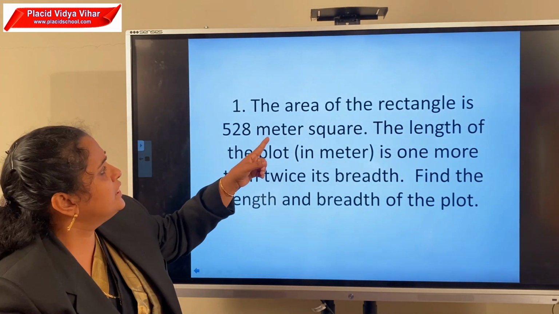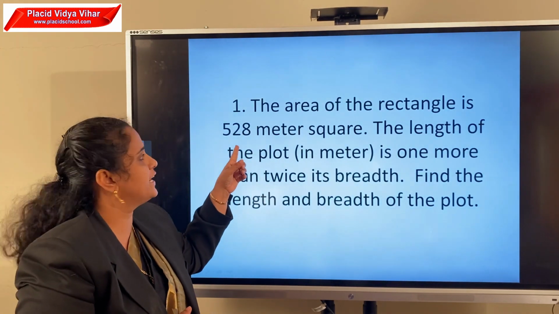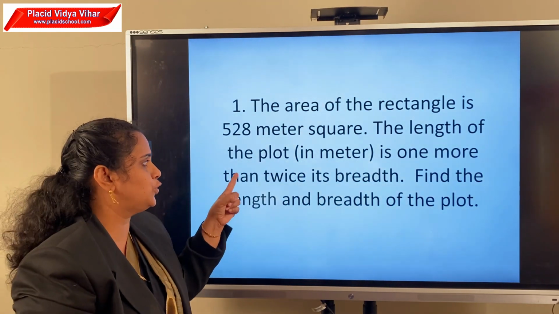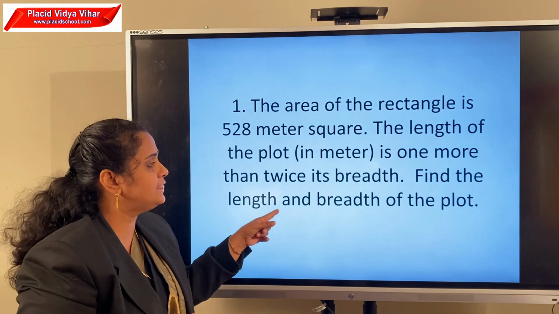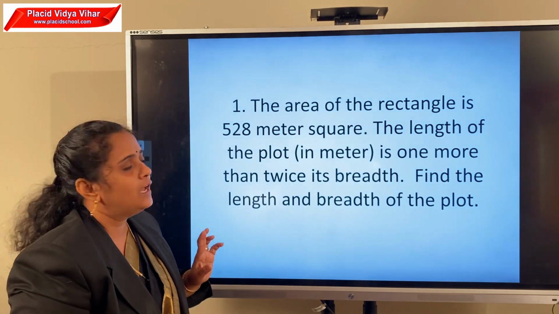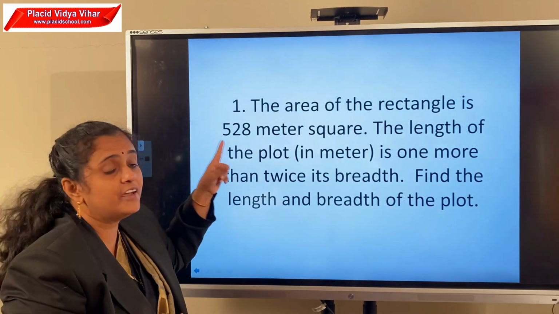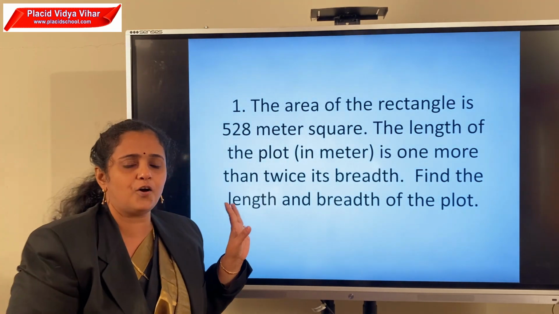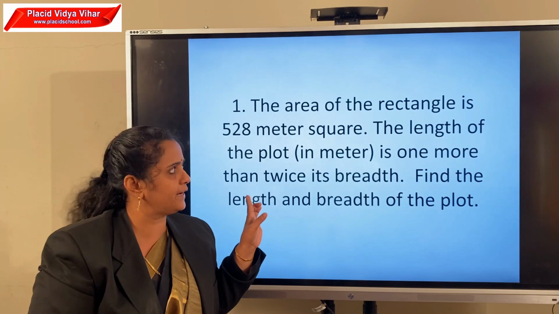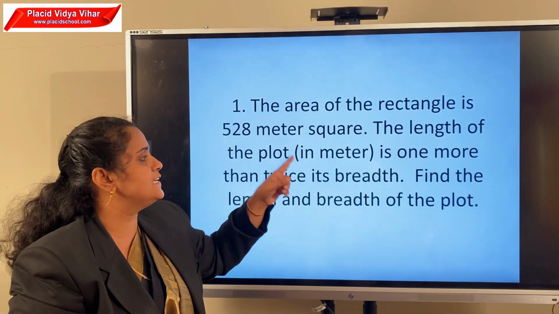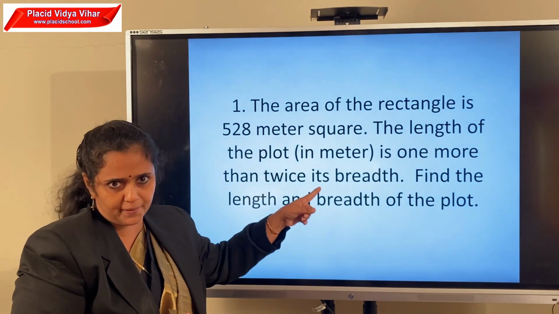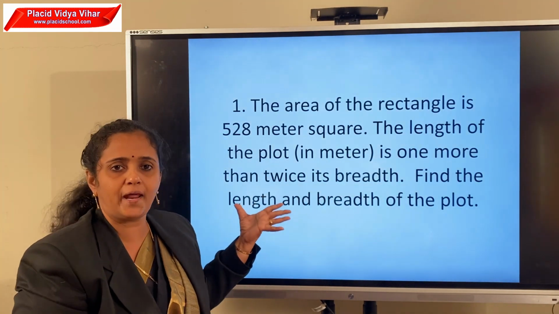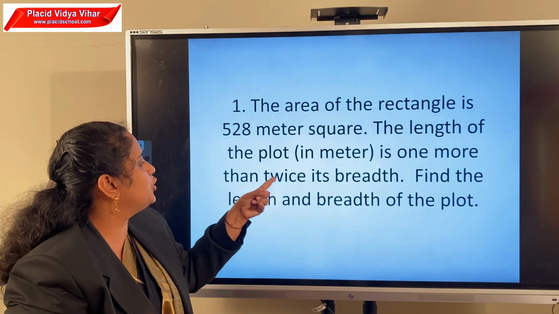Question number 1. The area of the rectangle is 528 meters square. The length of the plot is 1 more than twice its breadth. Find the length and breadth of the plot. Then the area is given in the question. The area is 528. We know that the area of a rectangle is length into breadth. The length of the plot is 1 more than twice its breadth. Then we can take the breadth to be any variable x or any other variable. Let the breadth be x.